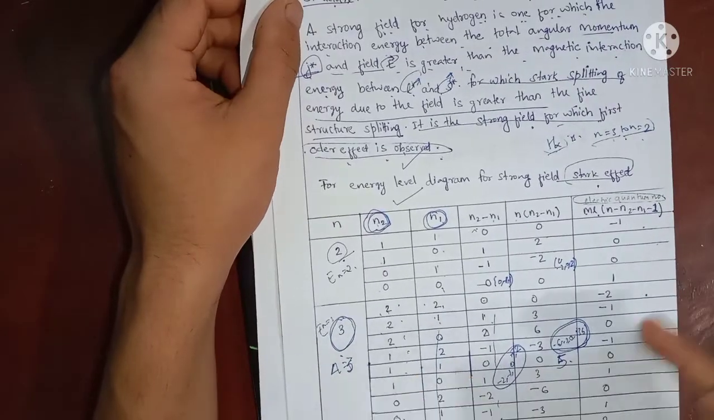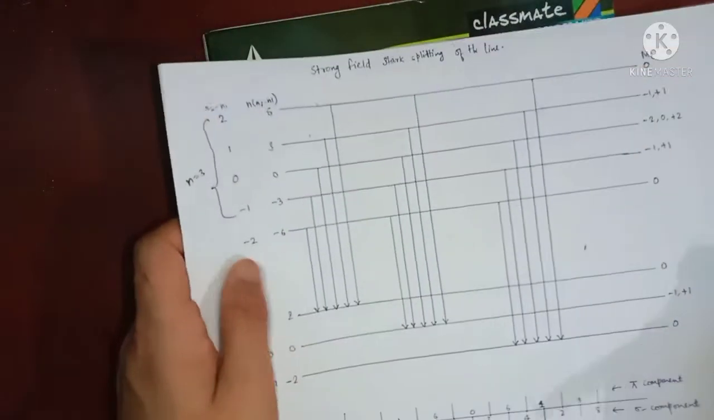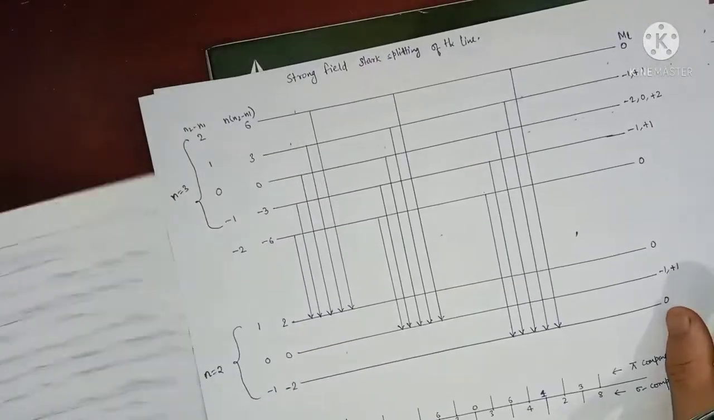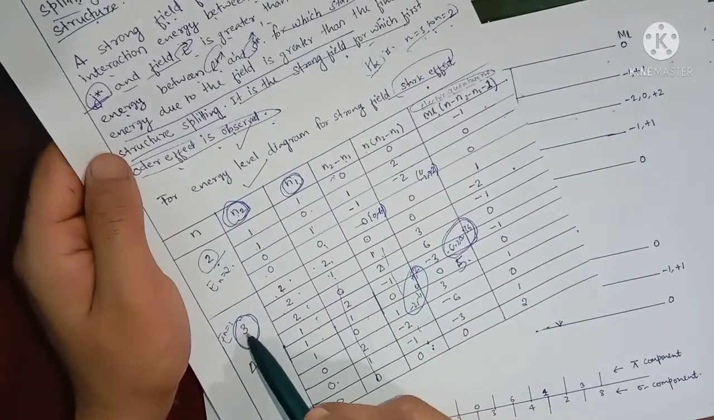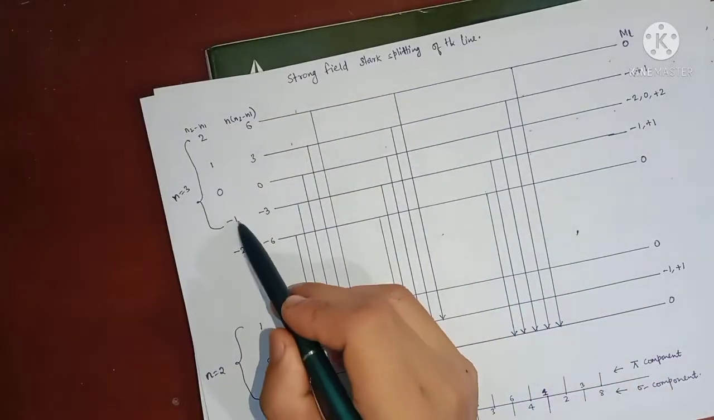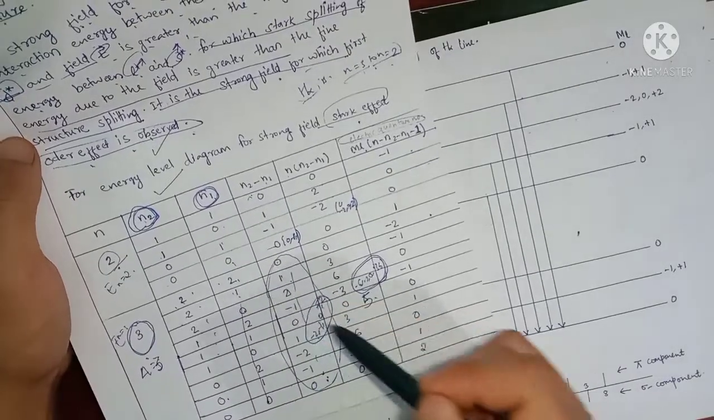So according to this table, we can make the energy level diagram for the strong field effect, the Stark splitting of the H alpha line, in which n2 minus n1 for n equals 3 gives minus 2, minus 1, 0, 1, 2. The others are not necessary because they are repeated once or twice.